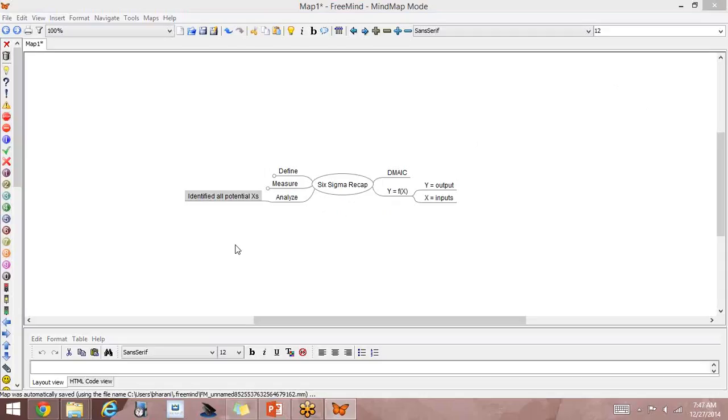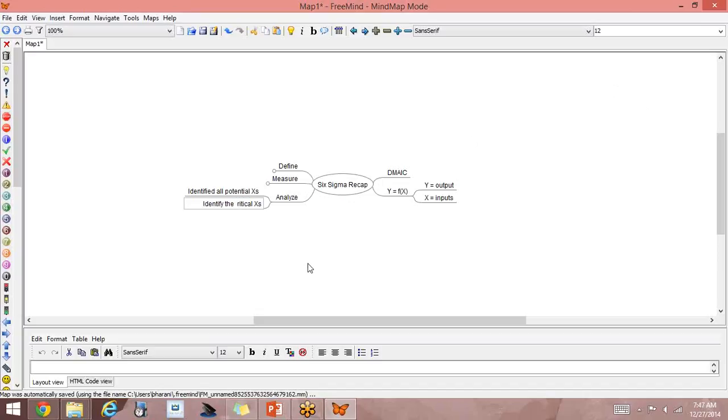So we have identified all the potential inputs. Once we have identified all the potential inputs, we wanted to identify those inputs which are critical to us. So our job is now to identify the critical inputs. Now, how to identify the critical inputs? For this, we have used something called hypothesis testing.